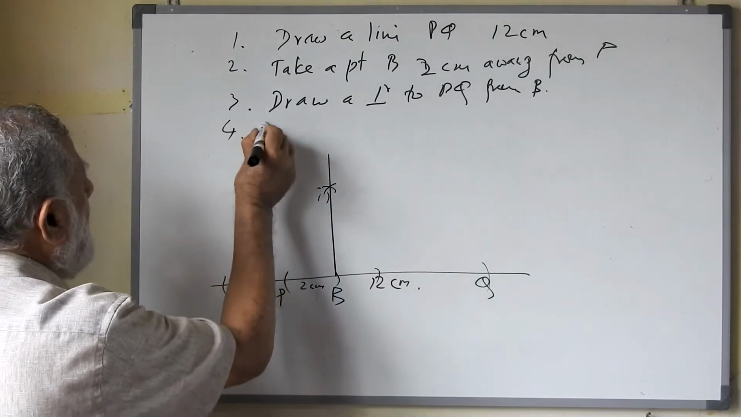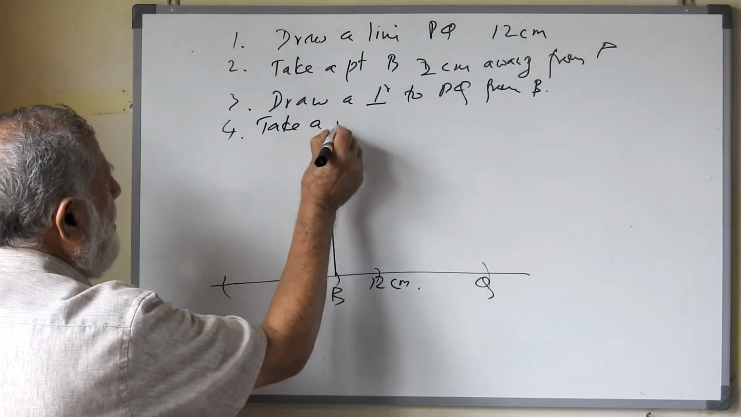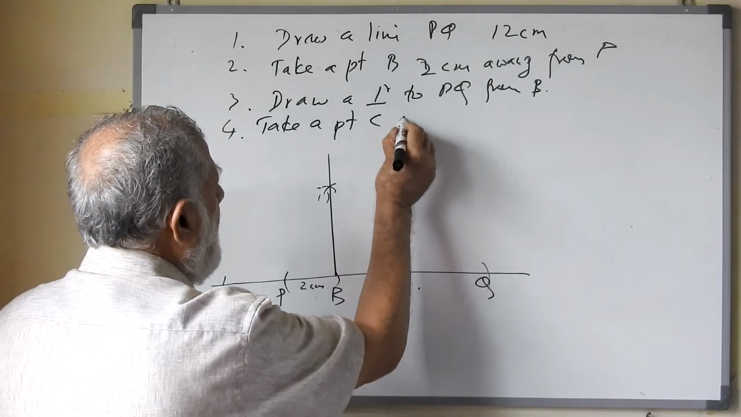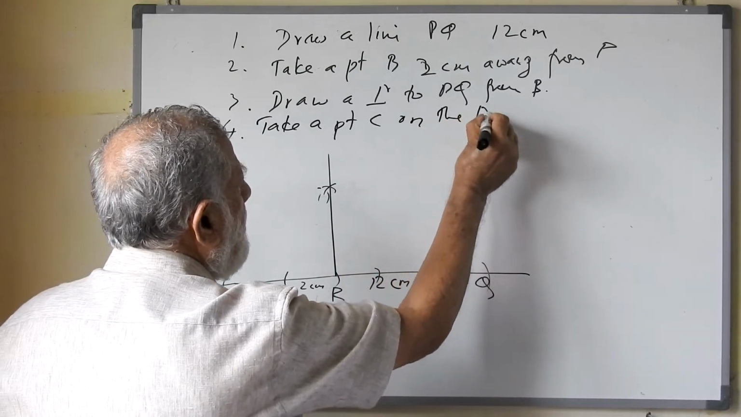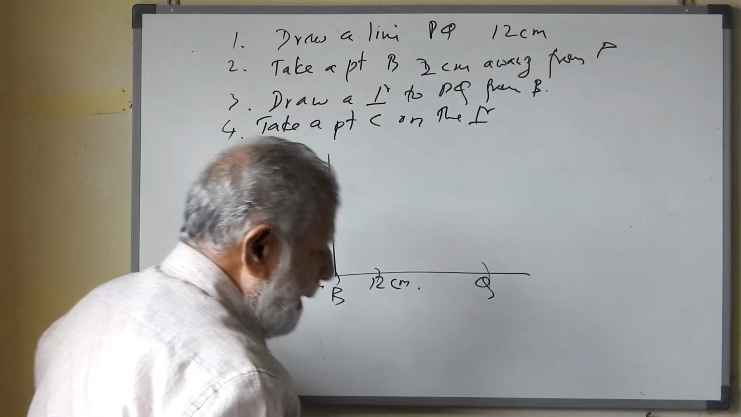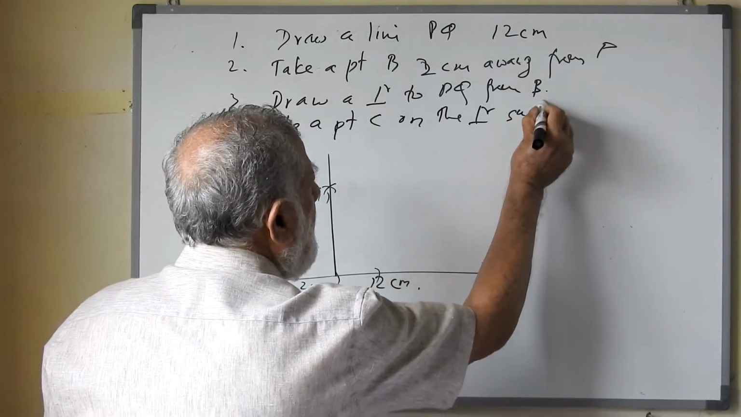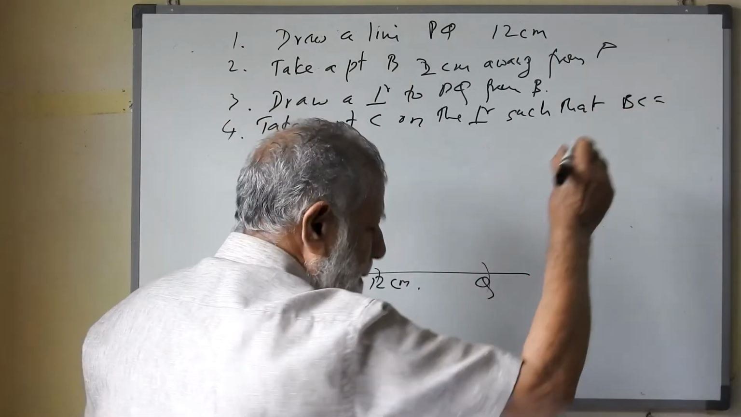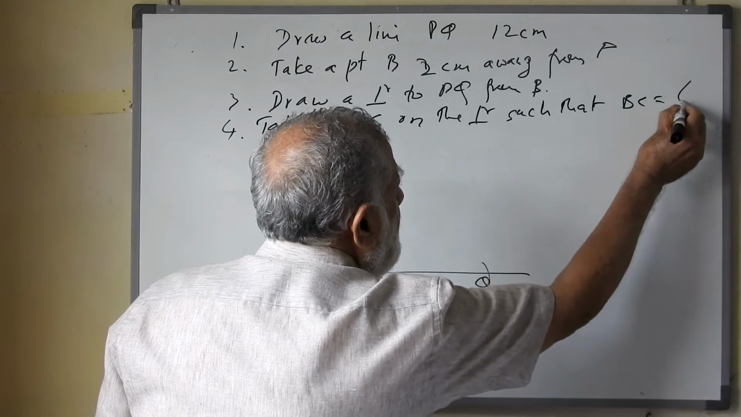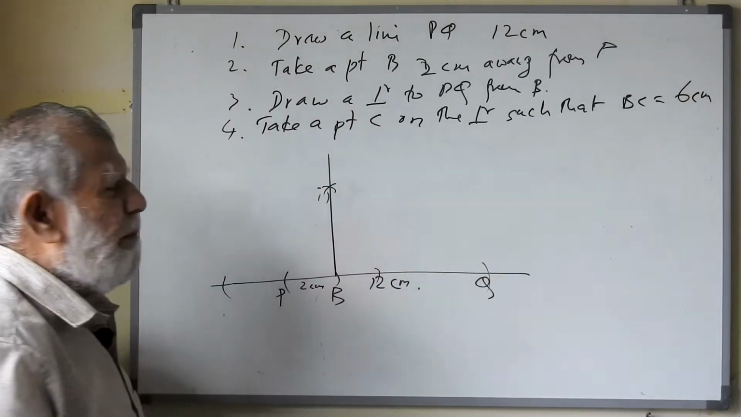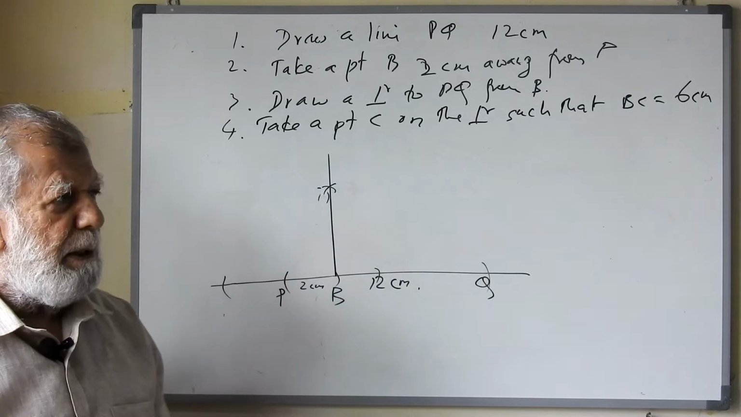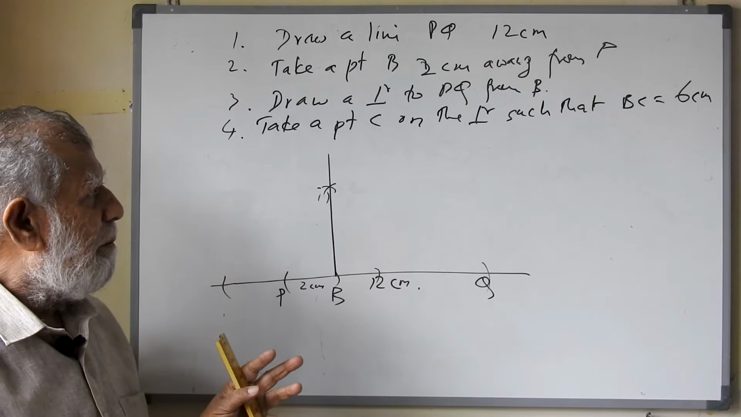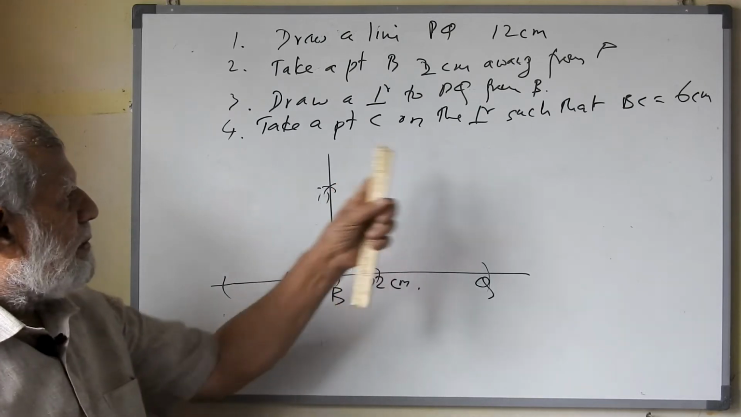Next one. Take a point C on the perpendicular such that BC equals 6 centimeters. Now these are the type of instructions, children, that you get in the mathematics paper and geometry and all that. So you should be able to make use of this mathematical language. So that's why I am giving these sentences like this.